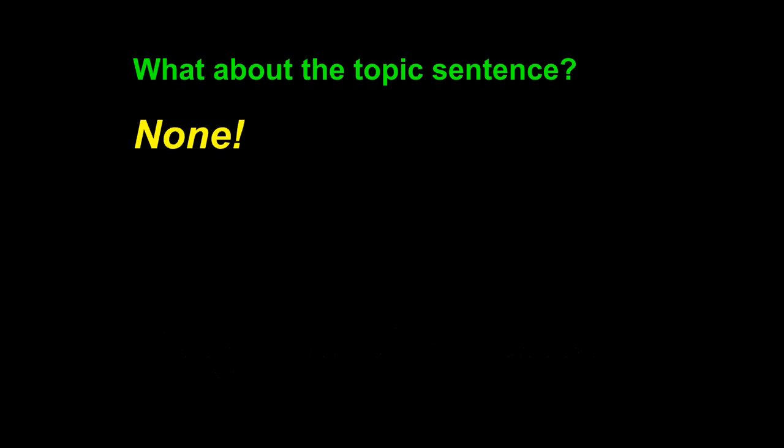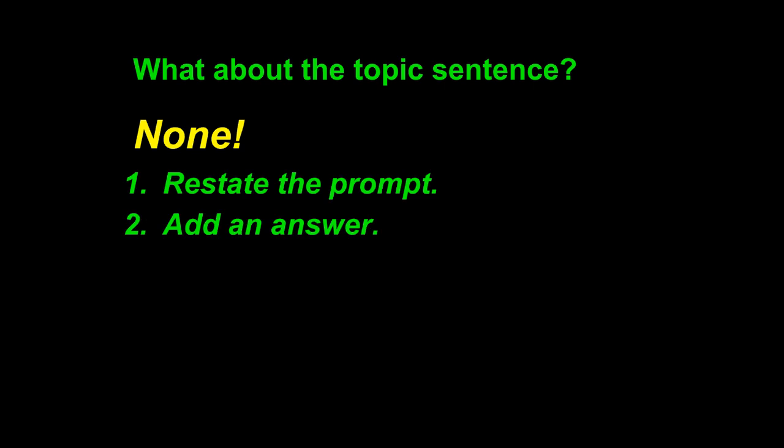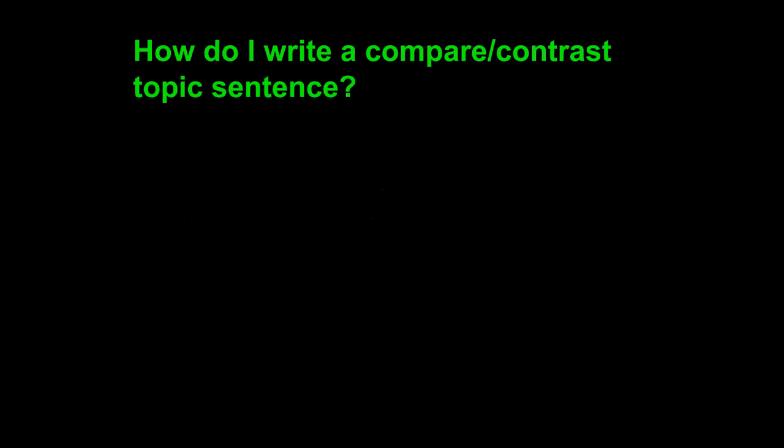Before we fix the problem, let's remind ourselves about topic sentences in prompt-based writing. A topic sentence in prompt-based writing should restate the prompt and add an answer. That's a bit challenging when you're talking about three subjects and two thinking tasks. Comparing and contrasting three subjects in one topic sentence, how can that possibly be done? This student has probably avoided the topic sentence simply because he realized that the task was pretty complex. But, of course, it can be done.